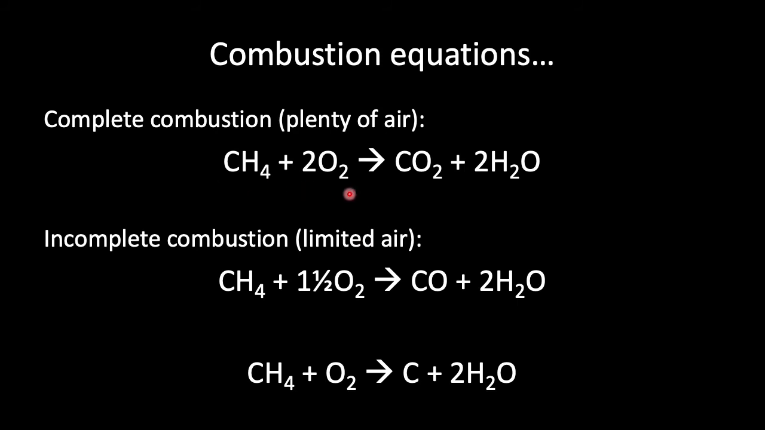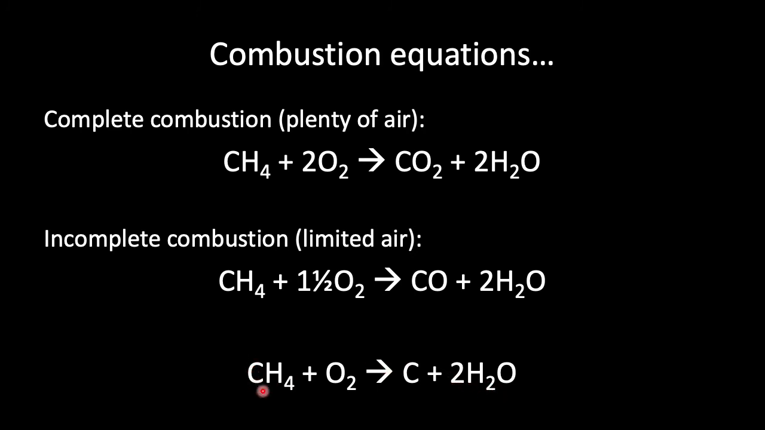Incomplete combustion, so if you close the vent to the Bunsen burner, you'll form soot, which is the yellow part of the flame. That's methane just reacting with one molecule of oxygen. There's less oxygen around. You form carbon, otherwise known as soot. That's what gives the flame its yellow colour, and water. Again, you've got 4 hydrogens here. So to end up with 4 hydrogens here, you need 2 lots of water.